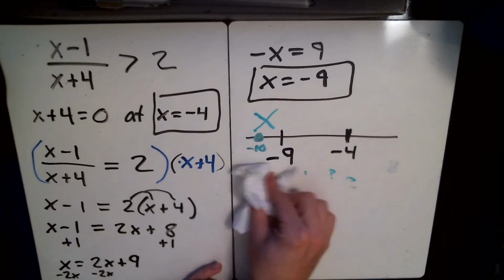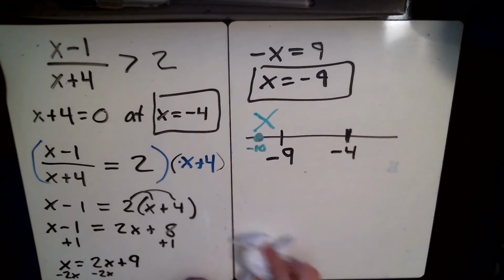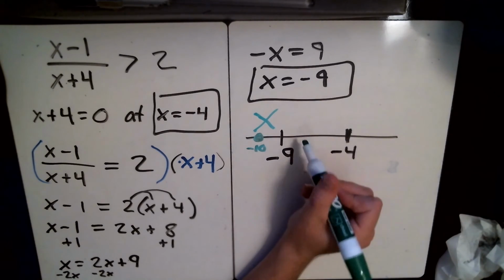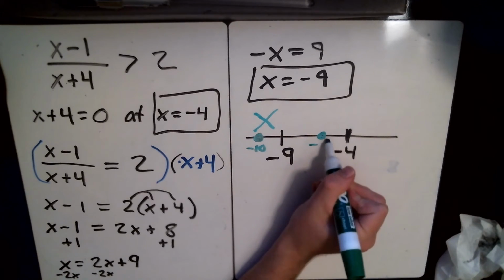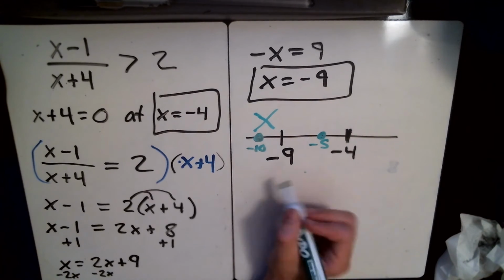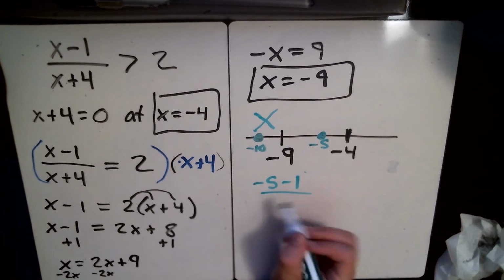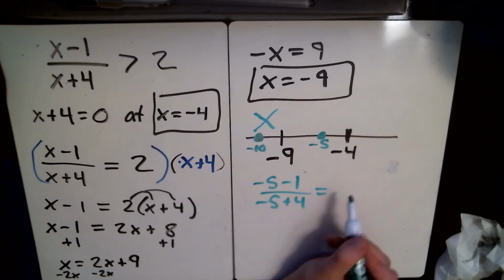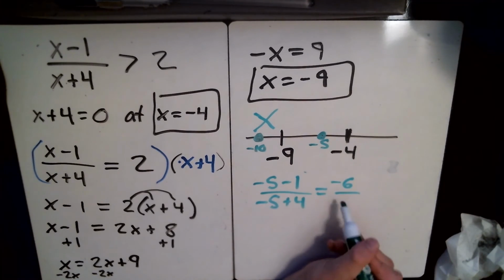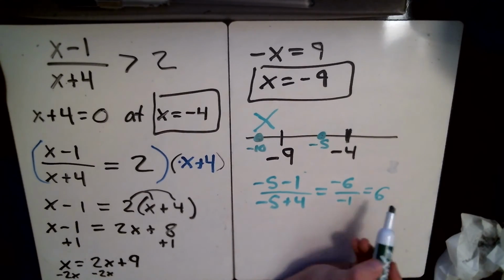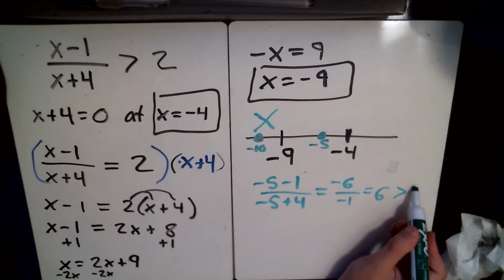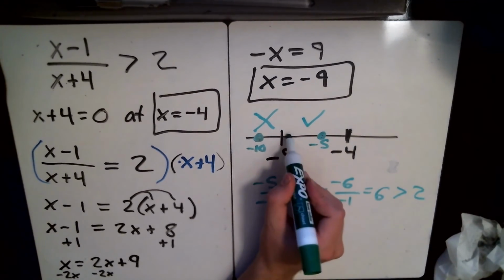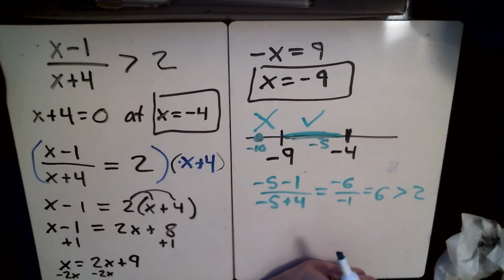Let's look at another place that we can plug in something to see if this is going to work. So in between -9 and -4, I don't know, I'll do -5. I'll plug that in. So I get -5 minus 1 over -5 plus 4. This is going to be -6 on top divided by -1, which is 6. And I'm wondering, is that bigger than 2? Well, yes, it is. So it is going to work in that middle part. That's going to be fine.